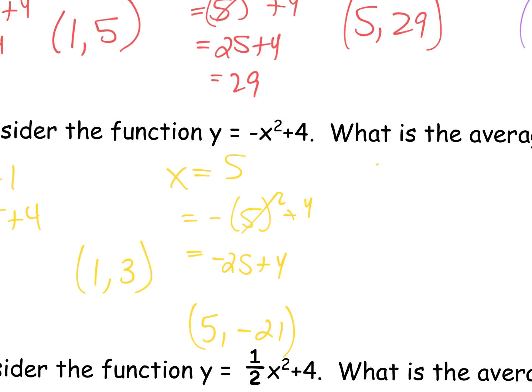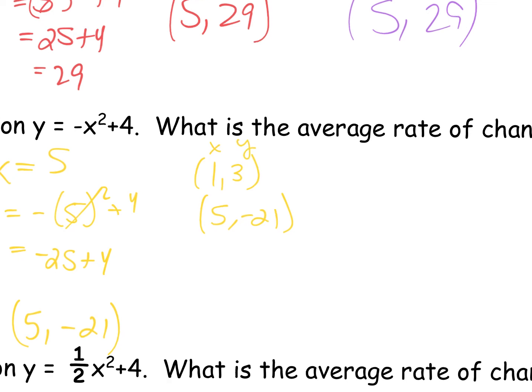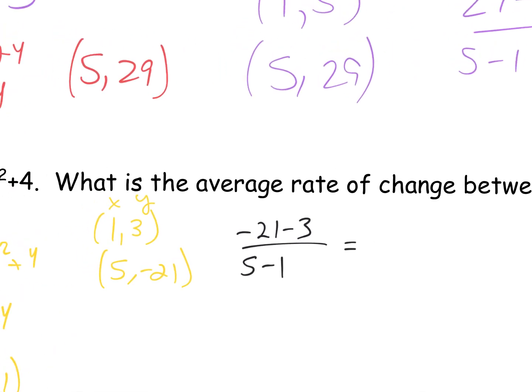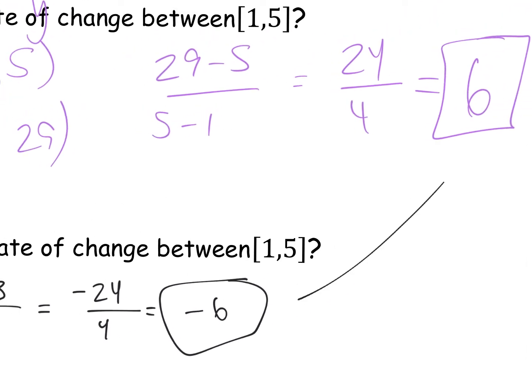So I'm going to take my 2 points. I have (1, 3), and I have (5, negative 21). What do you guys want to use for y's? What do you want on top? What do you want on the bottom? Negative 21 minus 3 over what? 5 minus 1. Okay. What's negative 21 minus 3? Negative 24. And then what's 5 minus 1? 4. So what's my answer here? Negative 6.